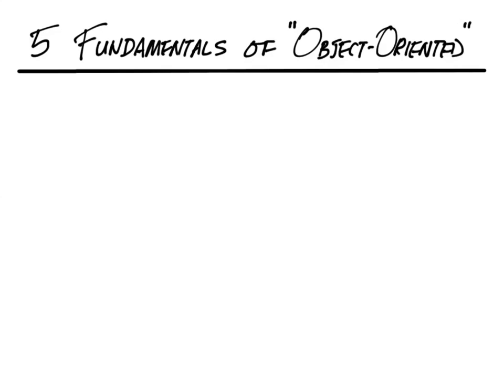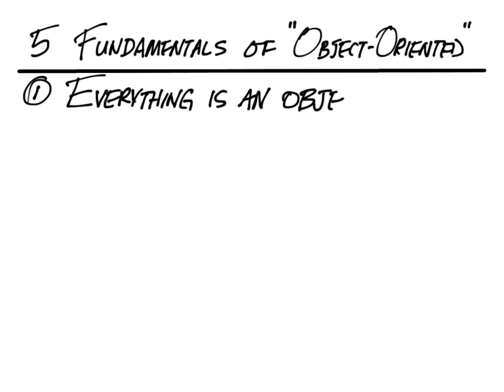Before we talk about the kinds of models we're going to be drawing in this class, I want to review the 5 fundamentals of what we mean by object-oriented. So here we don't just mean object-oriented languages, but the kinds of object-oriented programming that you're going to be doing, or maybe just object-oriented thinking, which is different from procedural language thinking. The first concept in OO is that everything is an object.